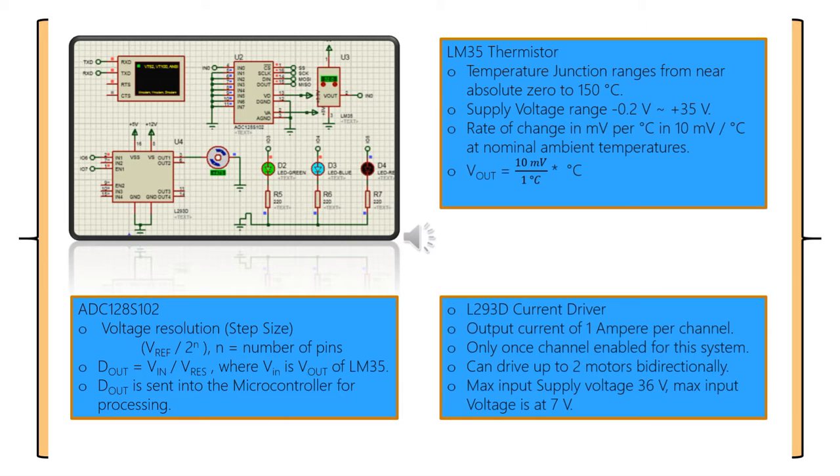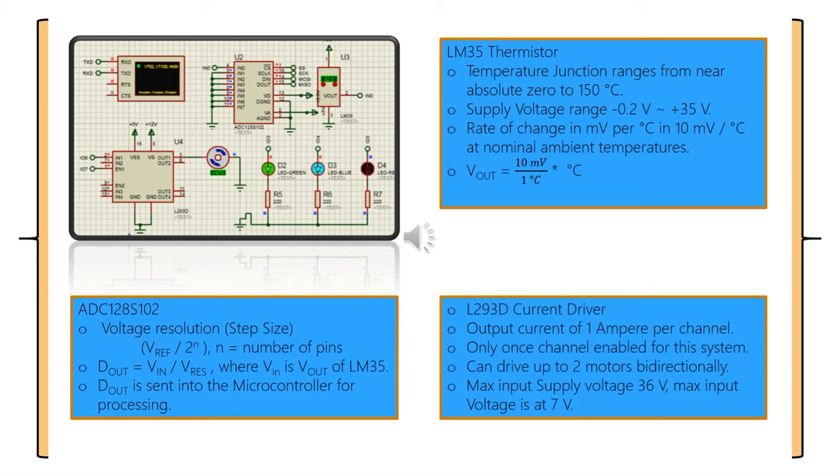The other component we are using is the current driver, which is the L293D. The output current of the current driver is 1 ampere per channel. Only one channel is enabled for this system and can drive up to 2 motors bidirectionally, although in this system we are only driving the motor in one direction. The max input supply voltage is 36 volts and the max input voltage is 7 volts.